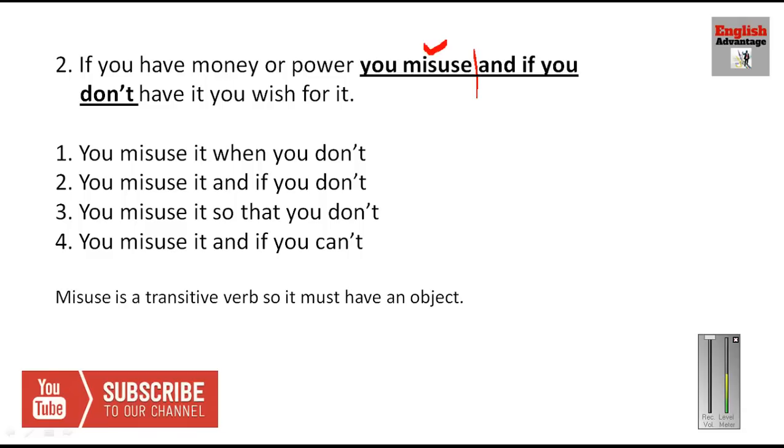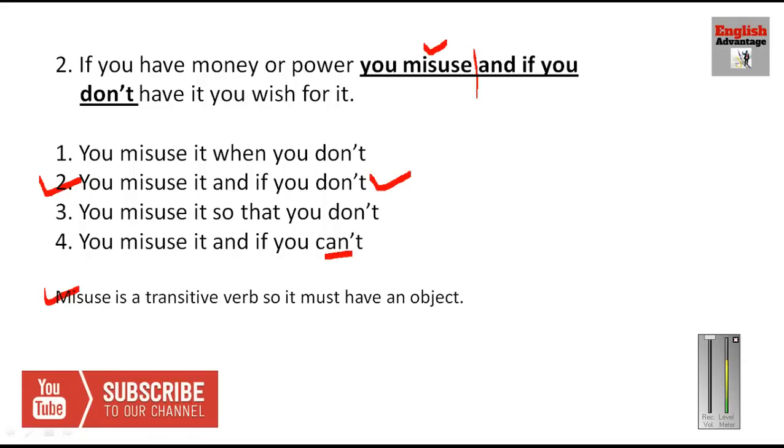So just see in this sentence, you misuse it, and if you don't, this second sentence will be the right answer. This when will not come here because there is no end here, and so that doesn't make any sense. And this sentence also, you misuse it, and if you can't, doesn't make any sense here. So this second will be the right answer here. You misuse it, and if you don't, this will be the right answer. This explanation also I have given here. Misuse is a transitive verb, so it must have an object. So this is how this sentence can be corrected.